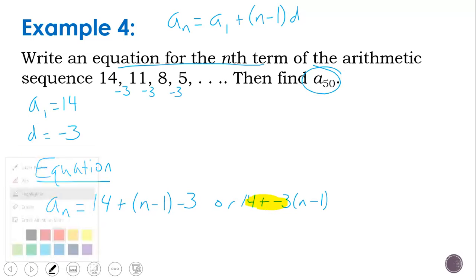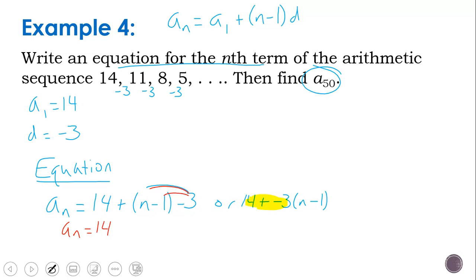So we can actually clean this up a little bit. We can distribute. I'm going to do it in red. So we can distribute this and get a sub n is equal to 14. Negative 3 times n is going to be negative 3n. Negative 3 times negative 1 is going to be a positive 3. And then I can combine my like terms here with my 14 and my 3 to get a sub n is equal to 17 minus 3n. So this is really the best answer right here.